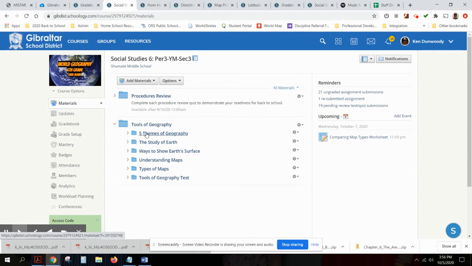We have completed 5 themes of geography. We've completed the study of Earth. We've completed ways to show Earth's surface. We've completed understanding maps. And so we are on to types of maps. Let's open it up and see what comes next.